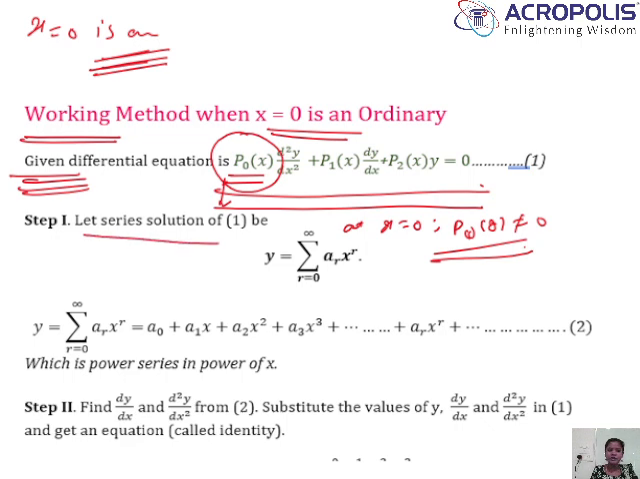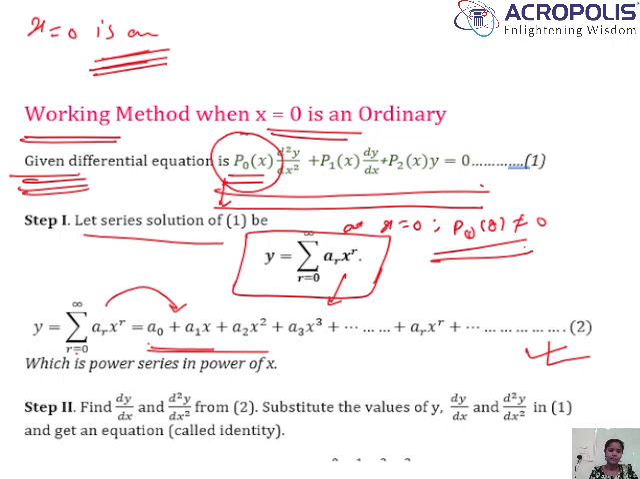Now if x equals 0 is an ordinary point, then the differential equation has the solution y equals summation r equals 0 to infinity a_r x to the power r. This summation can be written in expansion form: when you substitute r equals 0, 1, 2, 3 and so on up to infinity, y equals a0 plus a1x plus a2x^2 plus a3x^3 and so on up to a_r x^r. This is equation number second. First, equation number first is the given differential equation. Second, the solution which we have considered.